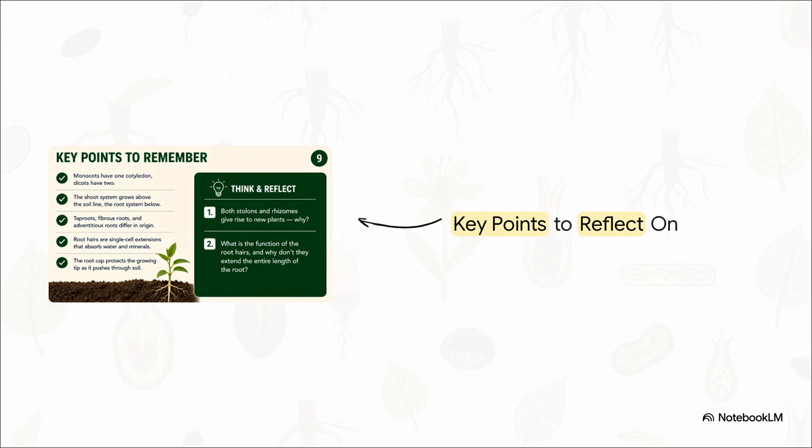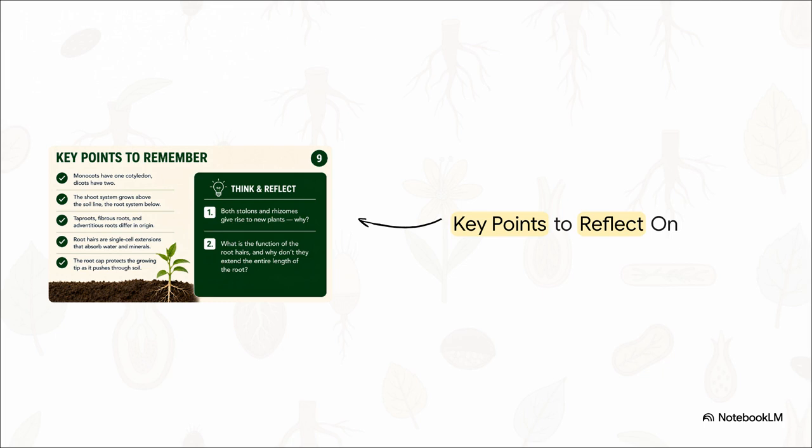All right, let's quickly recap the core points before you head out and get your hands dirty. Remember, monocots have one cotyledon, dicots have two. The shoot system commands the space above the soil line, while the root system colonizes below. Tap roots, fibrous roots, and adventitious roots are classified by their distinct structural origins. Root hairs act as single-cell sponges for absorption, and that tough root cap acts as a helmet for the growing tip.